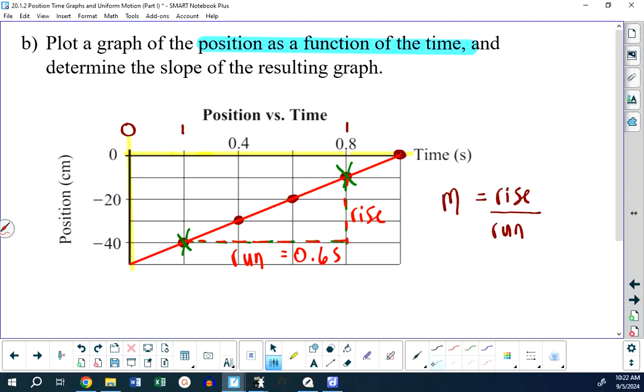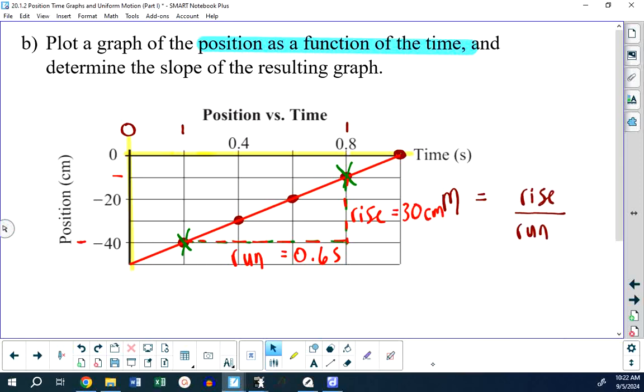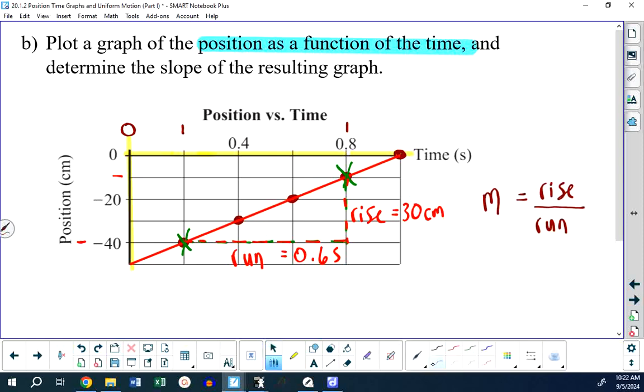Good? Okay. When I look at my rise, I don't just say, oh, it goes up 3. I have to go over here and look at the fact that it goes from negative 40 to negative 10, which is up 30, I believe. So this is 30, and it's centimeters. So then I use this idea, and I say, okay, so the slope is 30 centimeters divided by 0.6 seconds, which is 50 centimeters per second. Better be anyway.